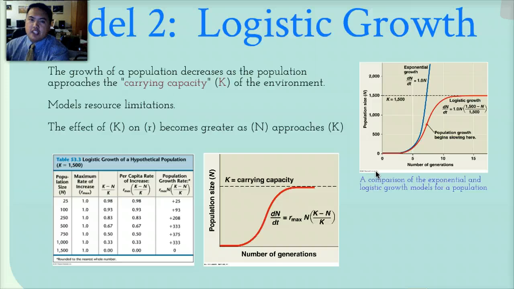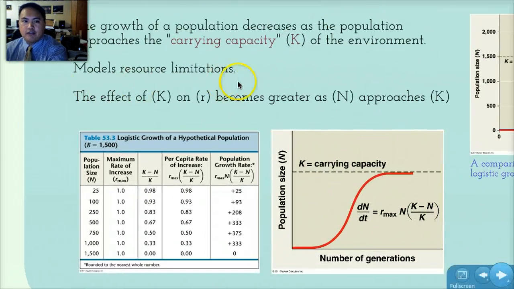Model number 2, so if it's not exponential, it's called logistic. By logistic, we're talking about a population that has some sort of resource limitations. Maybe it's an island, so there are space issues. Or maybe there's not enough food, so there's a limitation somewhere. I'm going to introduce to you a new variable. It's called K. K means carrying capacity.